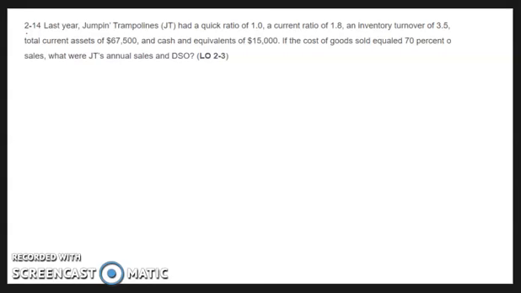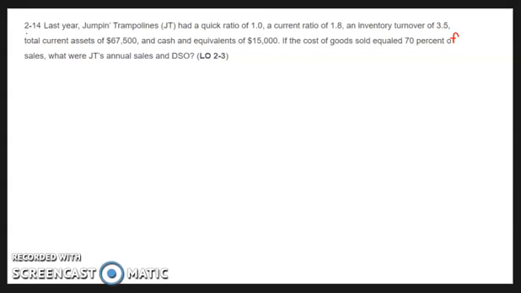Last year, Jumping Trampolines had a quick ratio of 1.0, a current ratio of 1.8, inventory turnover of 3.5, total current assets of 67,500, and cash and cash equivalents of 15,000. The cost of goods sold equals 70% of sales.